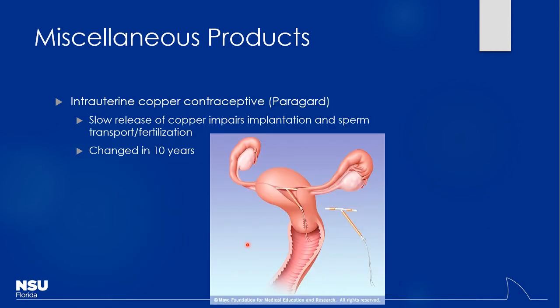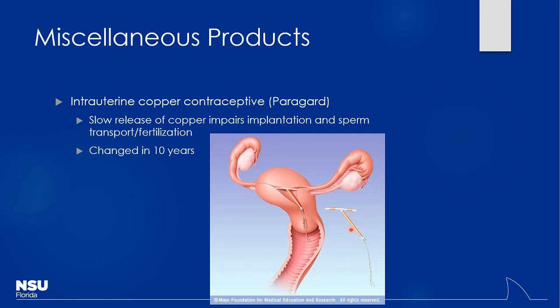Here is an example of Paragard, or the copper intrauterine device. This is really interesting because it doesn't have any hormones associated with it whatsoever. Basically, it's just slowly leaching off copper ions, and that makes the environment very difficult for a sperm to actually transport and fertilize an egg itself.